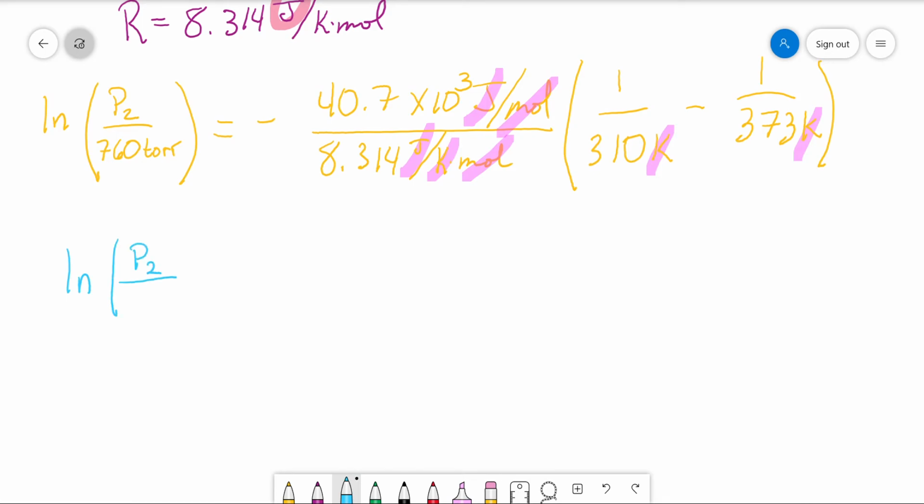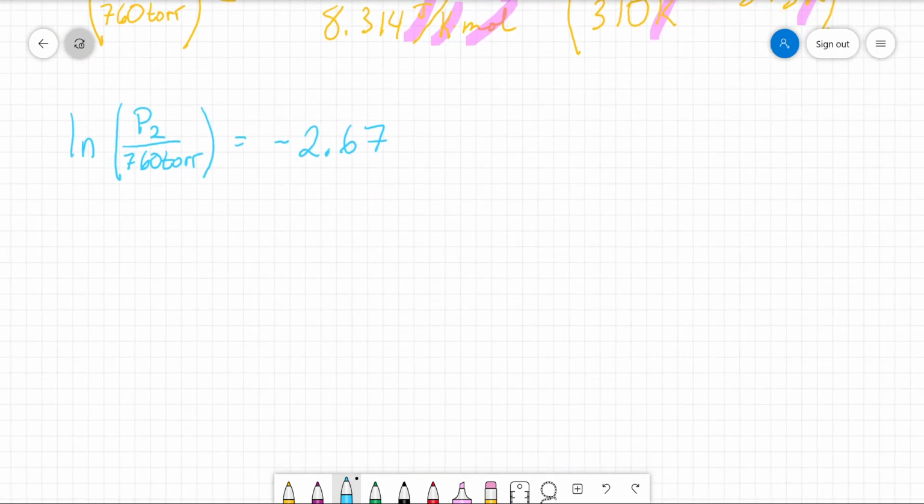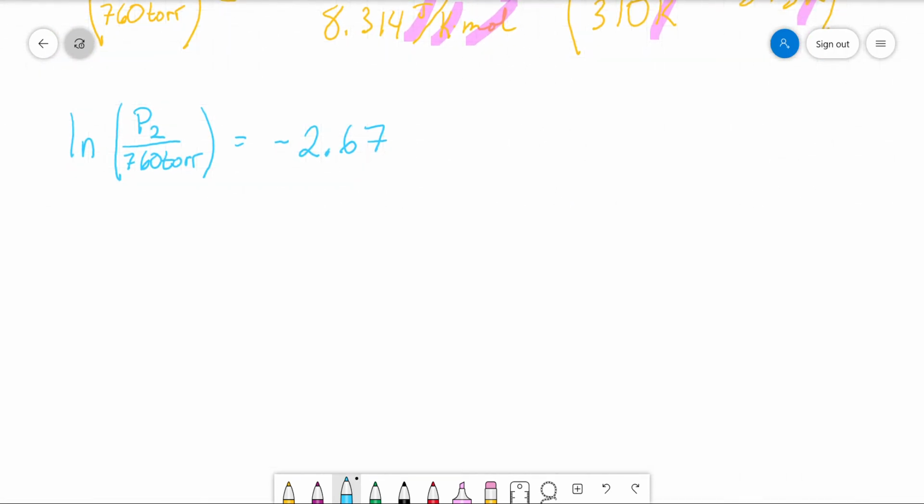ln P2 over 760 torr is equal to negative 2.67. So all that stuff simplifies down to negative 2.67. If you have trouble with that, shoot me an email. It's really just simple math. Easy to make a calculator error though, so don't be bashful.